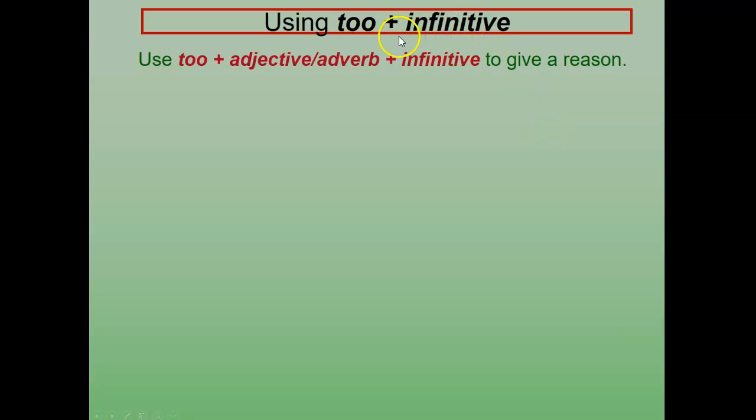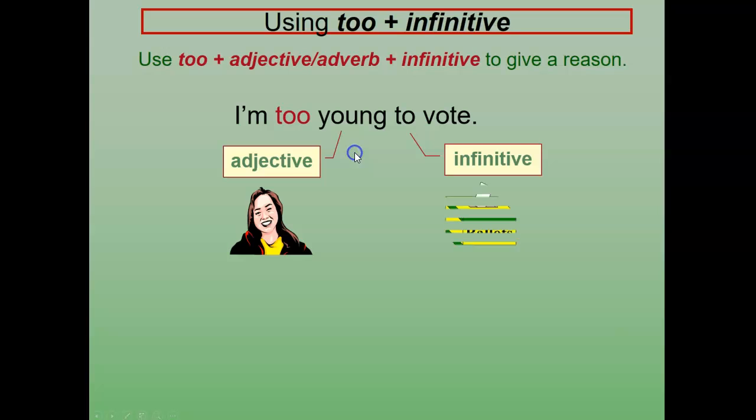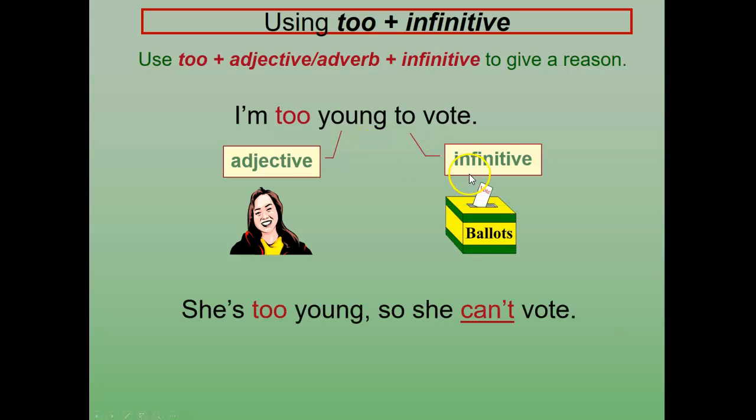Another use of infinitives is with the word too. We use too plus an adjective or adverb and then an infinitive to give a reason for something. I'm too young to vote. Notice the adjective here and then the infinitive. In this case, it means she's too young. She's not old enough, so she can't vote. Too here with two O's has a negative meaning.